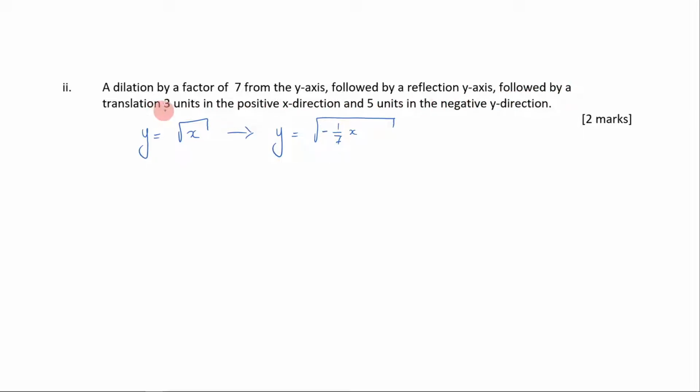Followed by a translation of 3 units in the positive x direction. That means I replace the x with x minus 3, because that's going to move it 3 in the positive x direction. And take note of how I replace the x with x minus 3. And then lastly, 5 units in the negative y direction means I minus the whole thing by 5. And just like that, we're done. We've performed our transformation. We've done that by inspection, which is pretty quick. And with enough practice, you should be able to do it nice and quickly like that.